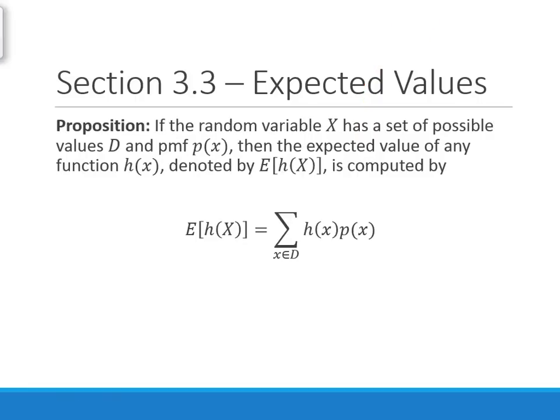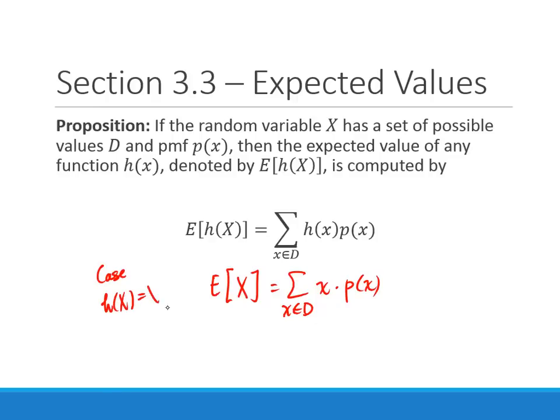So I can generalize this slightly. Same setup, I have a random variable with possible values x and the same PMF. Then the expected value of any function h is the same thing. On the previous page, we saw that the expected value of x was equal to the sum over x in D of x times p of x. That's the case where h of x is just equal to x. So if I have any function that I'm interested in of that random variable, I can calculate the expected value of that function in this way.